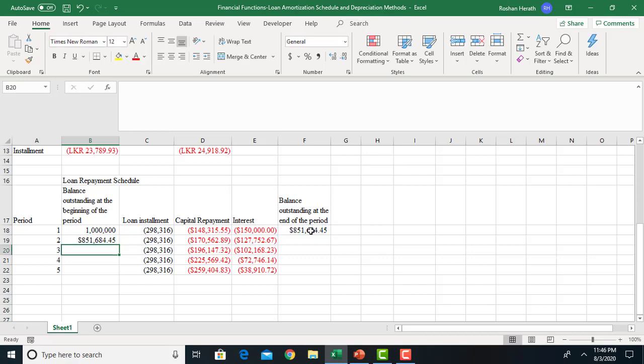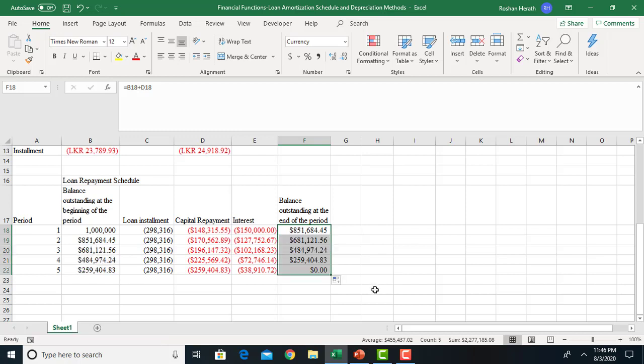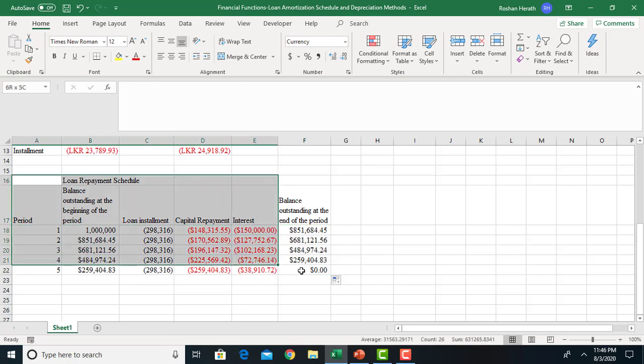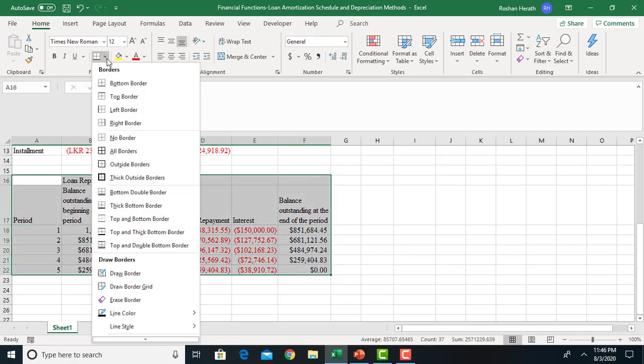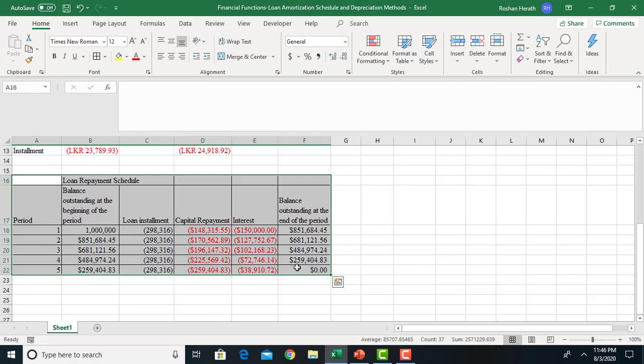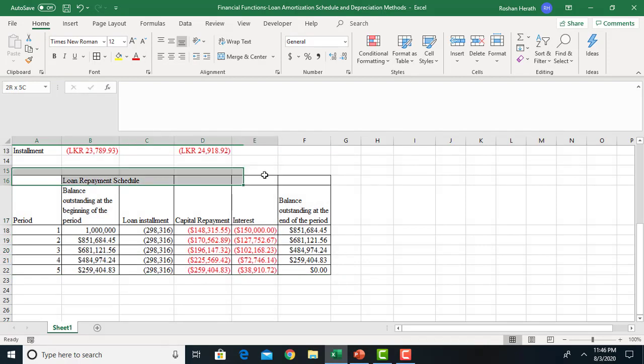So you may refer to that, and you can simply drag this down, double click it, and do the same. From the beginning balance, deduct the capital repayment as you specified earlier. So you can simply drag this down. Then you can witness that at the end of the period, the amount outstanding has become 0.